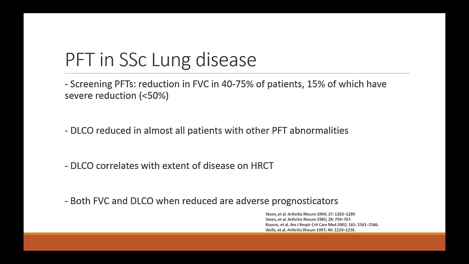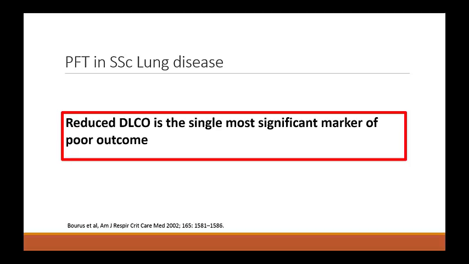So when you do screening PFTs in a population of patients with diffuse scleroderma, what you'd find is a reduction in FVC in a majority of patients, up to 75% of them. And then of these, 15% will have severe reduction, again defined by an FVC lower than 50% of predicted. DLCO is almost always reduced when you have a low FVC, but you can have a reduction in DLCO independent of any reduction of FVC. And then DLCO does correlate with the extent of disease that you would find on CAT scan imaging. Both FVC and DLCO, as you'd imagine, play a role in prognosticating. But it's DLCO that's the single most significant marker of a poor outcome.